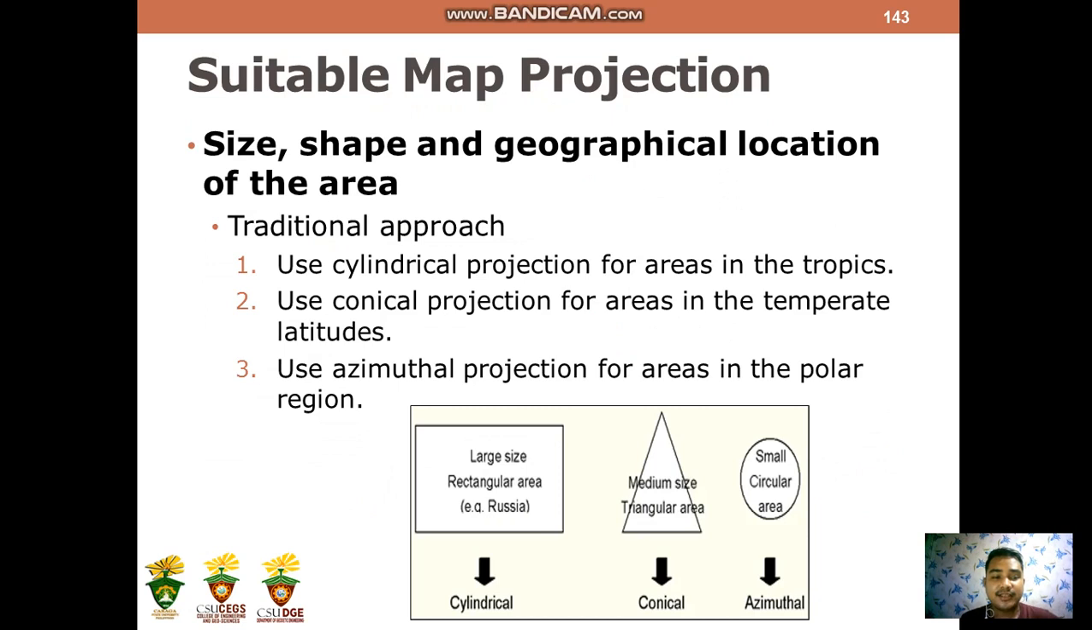So for a suitable map projection, in terms of size, shape, and geographical location of the area, the traditional approach is this: use a cylindrical projection for areas in tropic countries such as the Philippines. For the Philippines, cylindrical is the projection we use. Then use a conical projection for areas in temperate latitudes, or the upper or lower latitudes. And use an azimuthal projection for polar areas. The best guide: for a large rectangular area such as Russia, the one used is cylindrical; for a medium-size or triangular region, use conical. For a circular area, azimuthal is what you want.